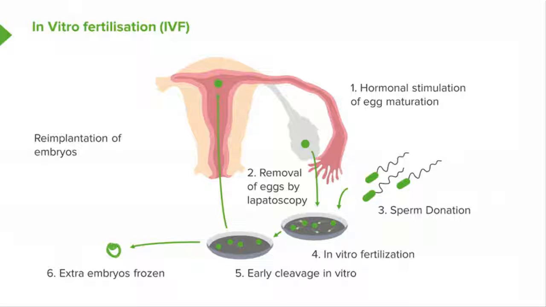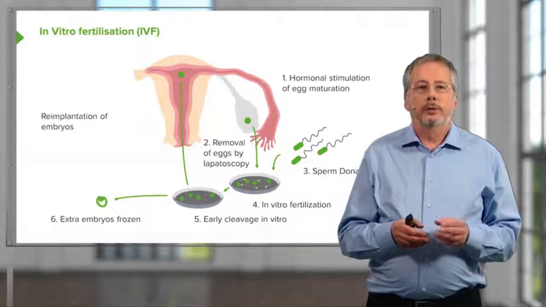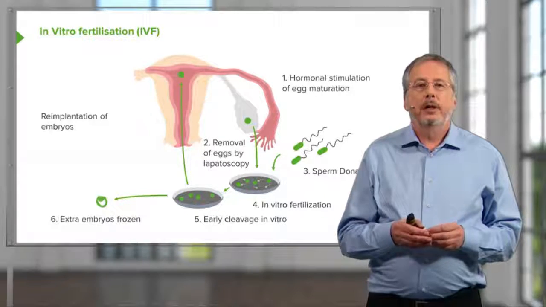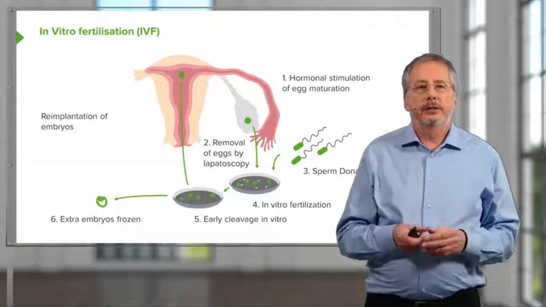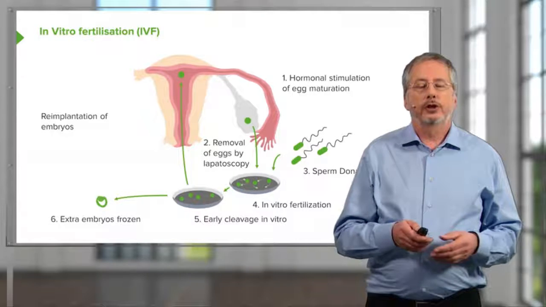Those which are fertilized and continue to develop normally can be returned to the uterus. Normally, these days, it's normal to return just one of the fertilized eggs, otherwise there is a risk of twin pregnancies developing. Spare embryos can be frozen for a subsequent attempt or sometimes for other research purposes.